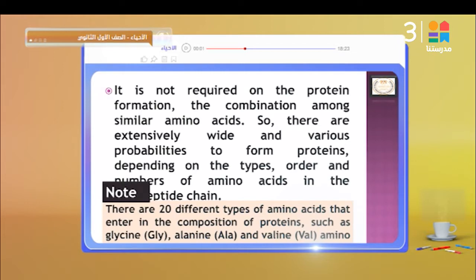Let me remind you about the structure of amino acids. An amino acid consists of an alpha carbon in the center connecting directly with the carboxyl group COOH, the amine group H2N, H, and a terminal group R. Only one amino acid doesn't contain a terminal group. It's called glycine. You will study this point carefully in the third year of secondary stage.